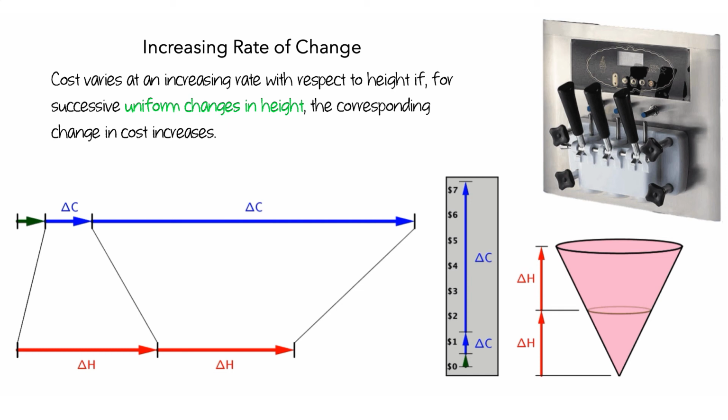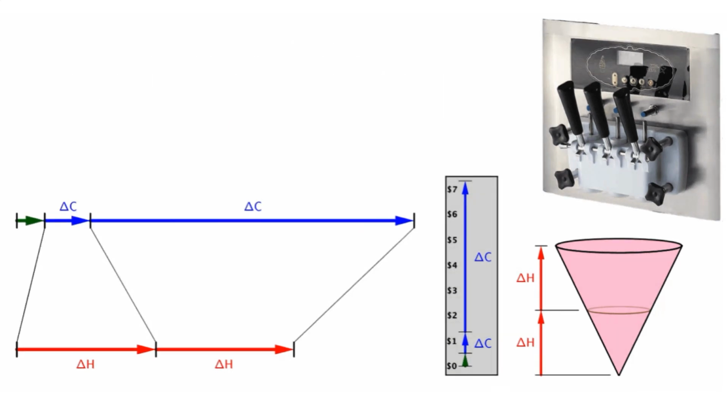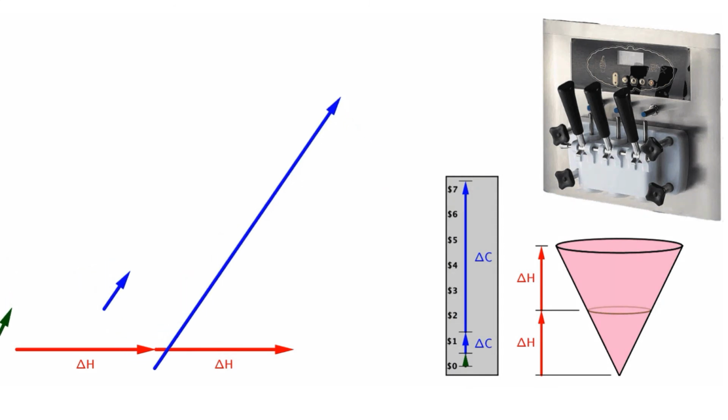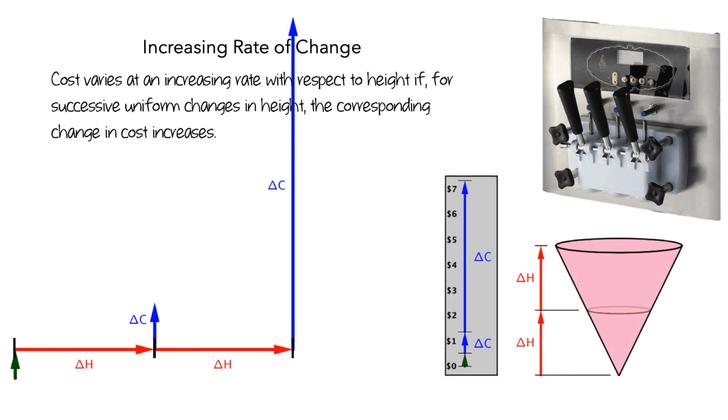Next, to make things a little easier to see, let's rotate the height bar. Now it's a little easier to see how the relationship between height and cost is changing. For the first amount of change in height, the amount of change in cost is about 3/10 as large as the amount of change in height. For the second fixed amount of change in height, the amount of change in cost is roughly 2.5 times as large as the amount of change in height. So, for these successive uniform changes in height, the corresponding change in cost is increasing.